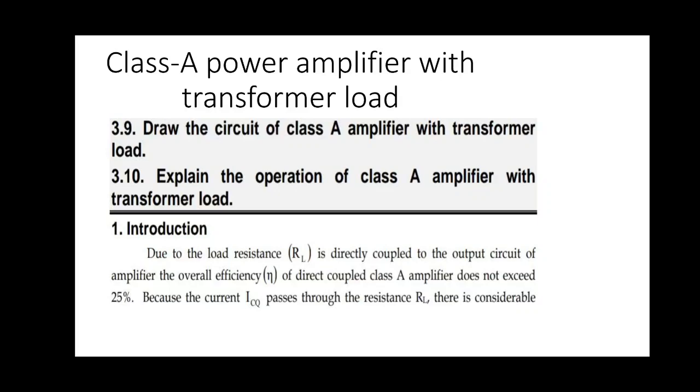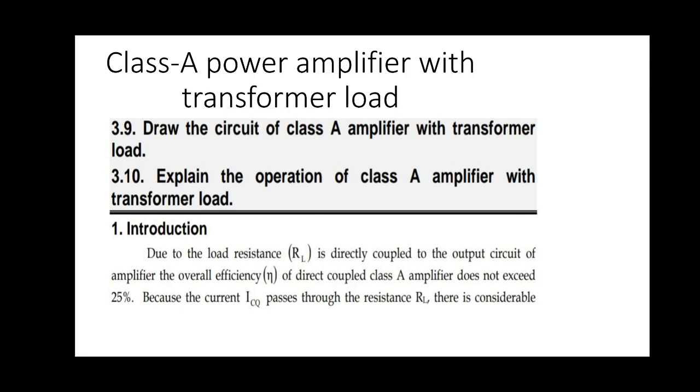Now we have to discuss the class A power amplifier with transformer load. Previously we have discussed the class A power amplifier with resistive load. The main advantages of the resistive load are that the circuit is simple and has high fidelity, because the input signal will be exactly reproduced at the output. The active device conducts for the entire cycle of the input signal. There will be no crossover distortion. Only one active device, a transistor, is required.